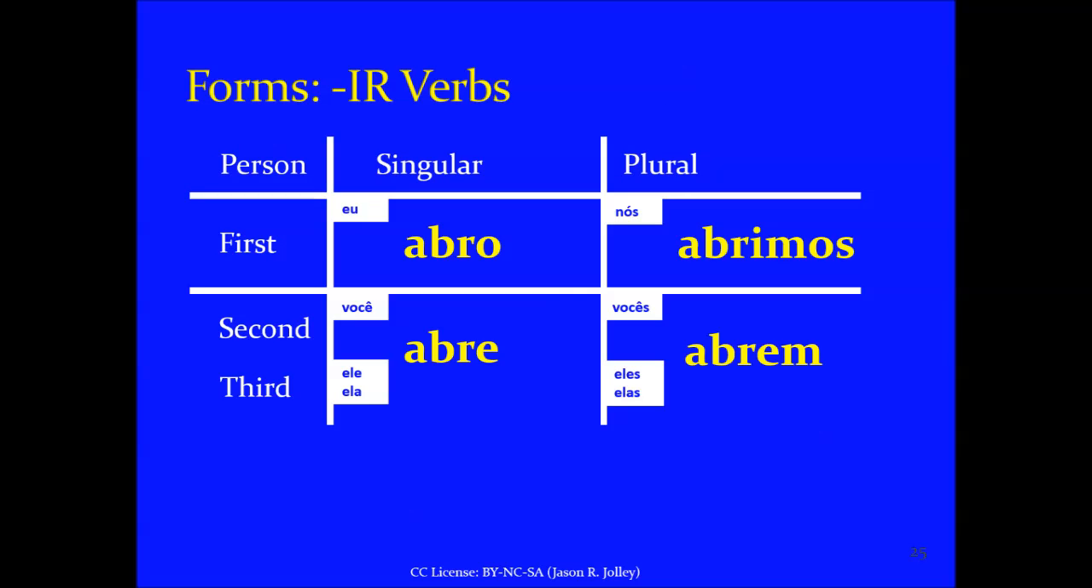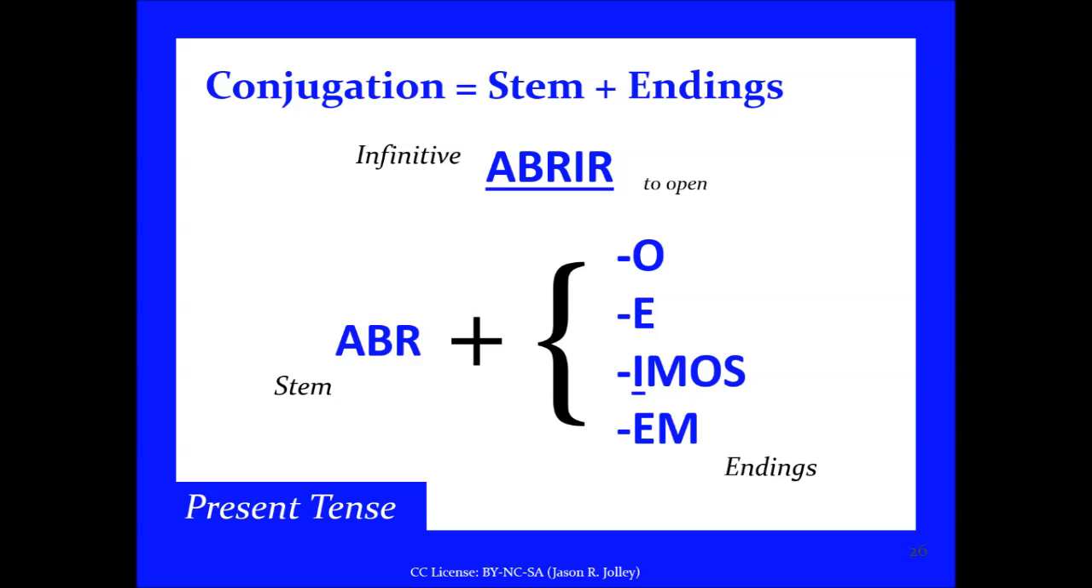And finally, let's look at the third class of verbs, or IR verbs. We're going to use the verb abrir, which means to open, as our model verb for IR verbs. So, the way that we conjugate the four basic forms of IR verbs is, again, very similar to what we've seen with AR verbs and ER verbs. The process is to remove the final two letters, in this case IR, the ending, from the infinitive, giving us the stem, and adding the endings that you can see here to that stem.